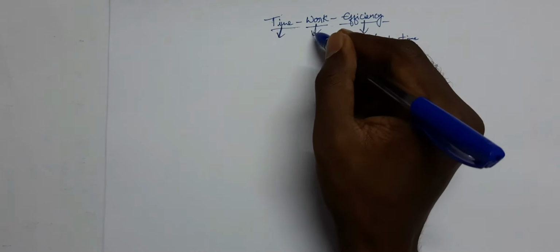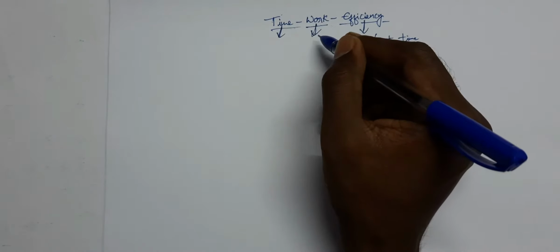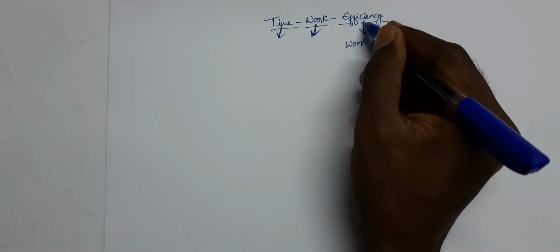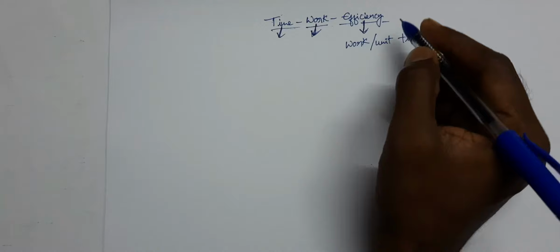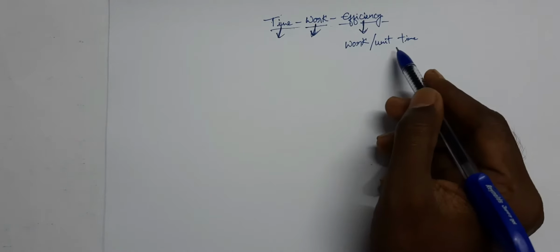Now, work. Whenever you see a word like work, you have to understand that it is the work which we decided to complete. Now coming to efficiency. Efficiency means work per unit time.